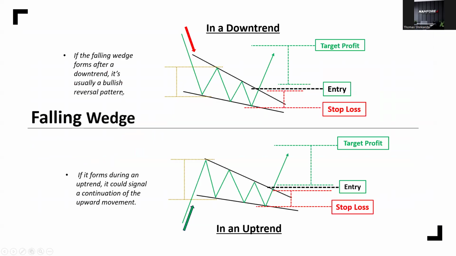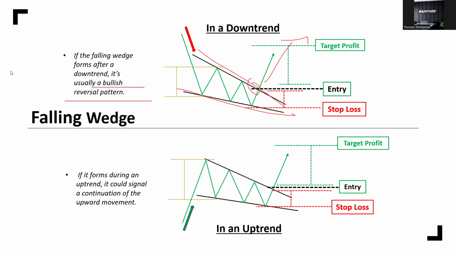Then we have in a downtrend, if the falling wedge forms after a downtrend, it's usually a bullish reversal pattern. What do we mean? Meaning if we are seeing a wedge falling like this, we are expecting a break here, then we start to look for buying opportunities. That is what we mean by a bullish reversal pattern.